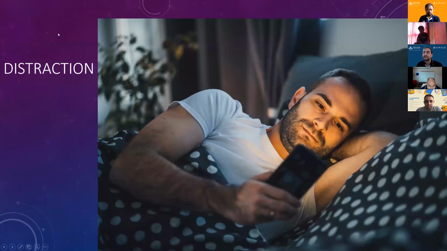Distraction is one of the common sleeping problems these days, right? Screen time is taking over your sleeping time. Your eye is very sensitive to blue light. So when your eye sees blue light, it blocks your hormone called melatonin, which makes you feel sleepy.